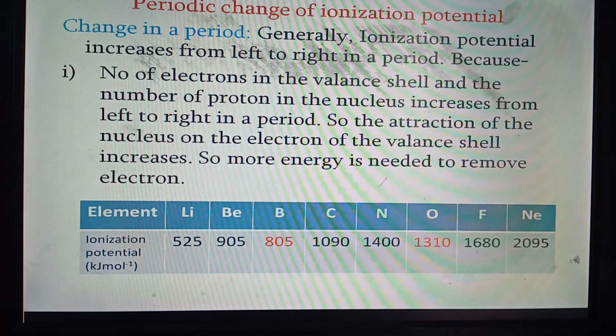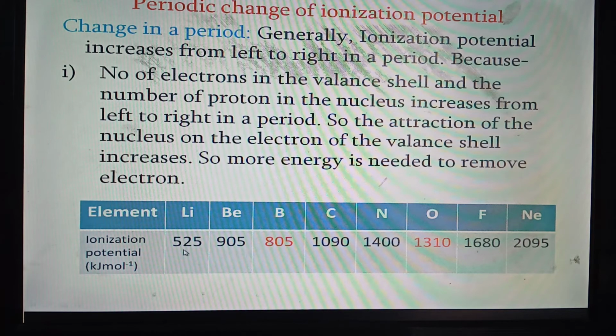And now we shall discuss the periodic change of ionization potential. In a period from left to right, the ionization potential increases gradually. Why does ionization potential increase? Because the number of protons in the nucleus increases gradually from left to right. As a result, the attraction over the electron of the outermost energy level increases gradually. For this reason, the ionization potential increases from left to right in a period, though there are some deviations or exceptions. I have shown those exceptions with red color.